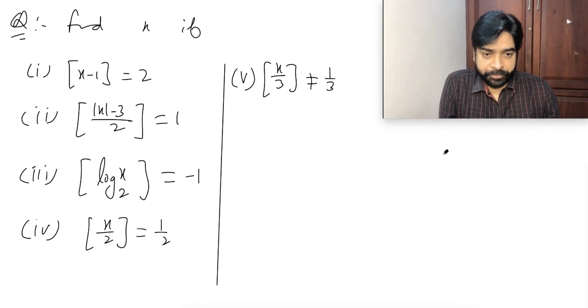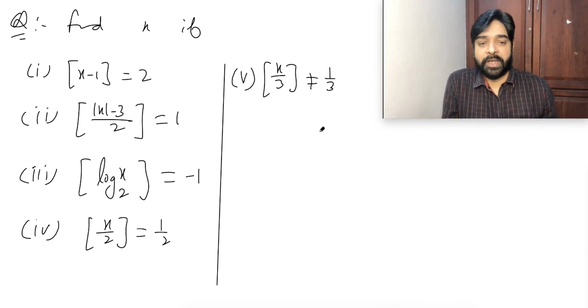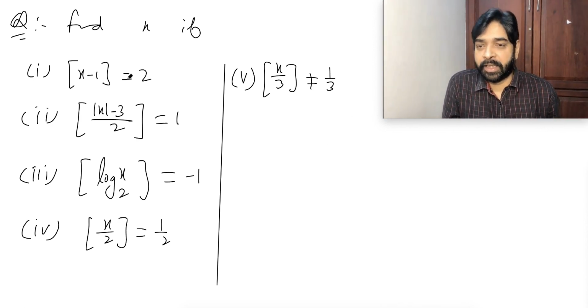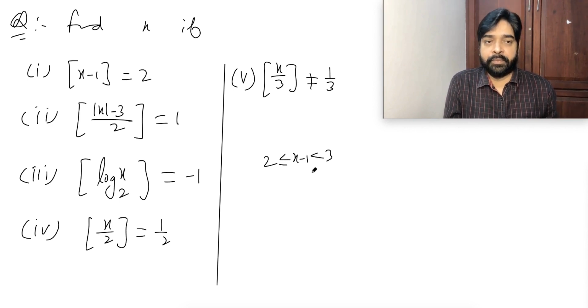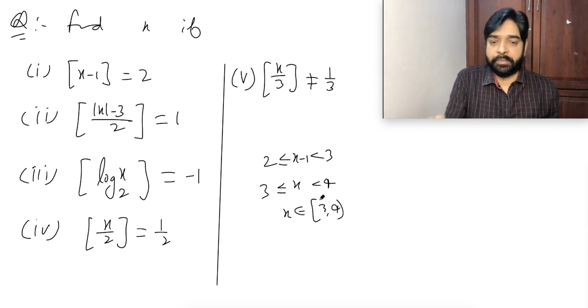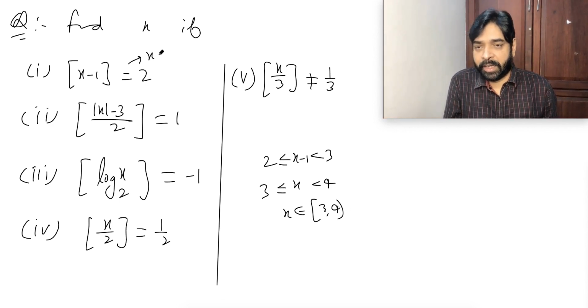Let's check it. First one is a very simple question, I think. Greatest integer of x minus 1 equal to 2. So x minus 1 will lie between 2 and 3, so x will lie between 3 and 4. The answer will be closed 3 to 4, open. Sorry, this answer is x element of closed 3 to 4. How many of you got it?